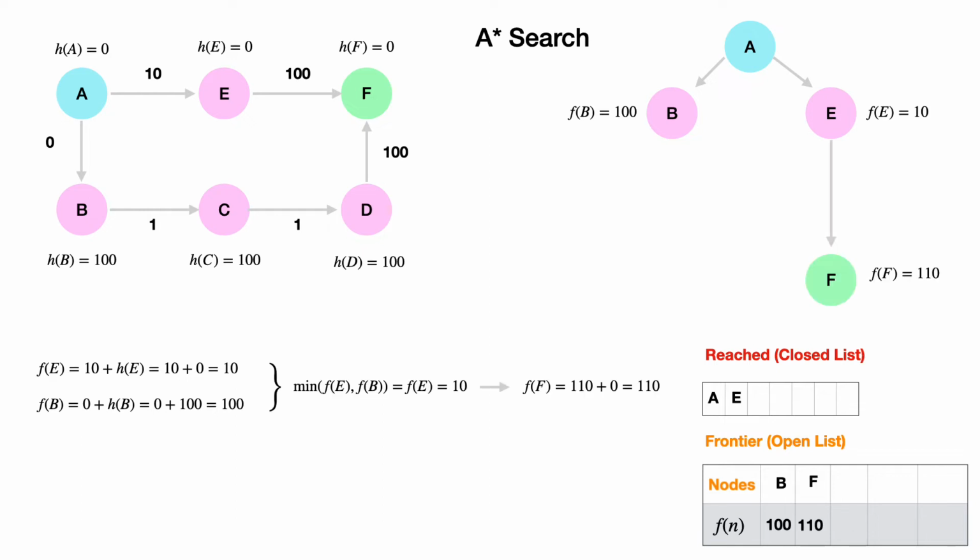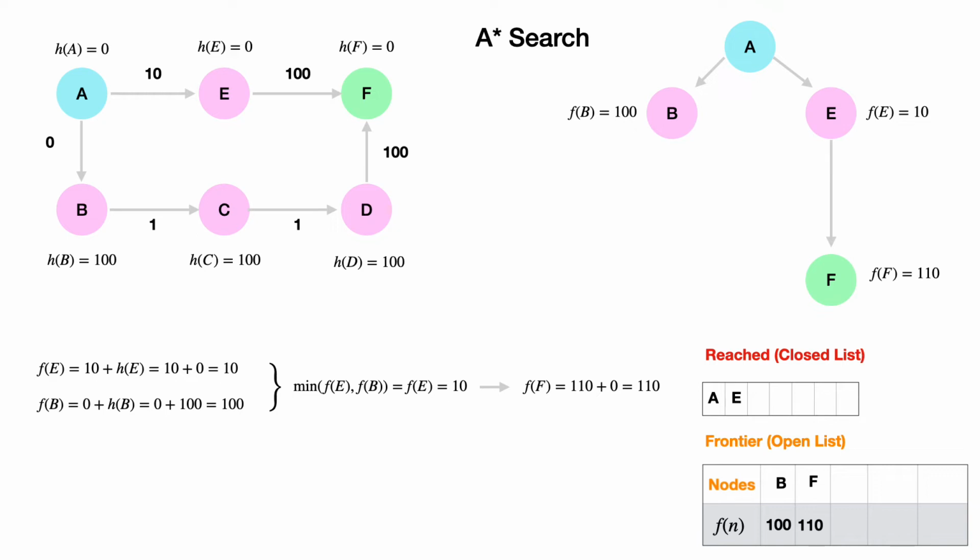But the important thing to note is it is not going to stop here once it sees the goal node. It is going to check all other paths to find out if there is any other better path to the goal node. So here, as we can see in the frontier list, which is the open list, which contains B node with 100 cost and F as 110. So the node B now has lesser cost as compared to node F. So we can pop the node B and expand it further.